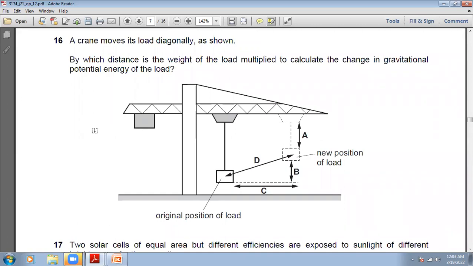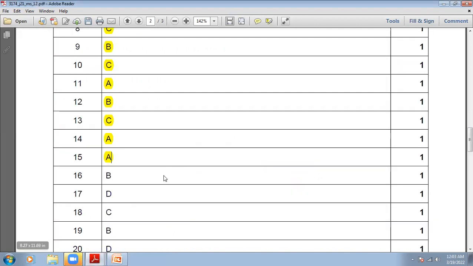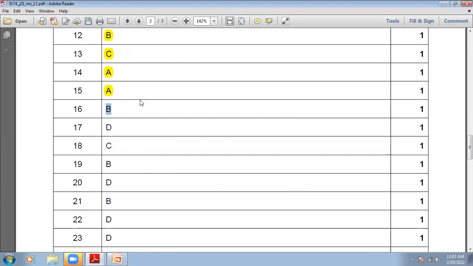The question is, by which distance is the weight of the load multiplied to calculate the change in the gravitational potential energy of the load? Remember this: the gravitational potential energy equals weight multiplied by the vertical height. So that will be, I think, choice B. That distance represents the vertical distance. So question number 16, B is the right choice.